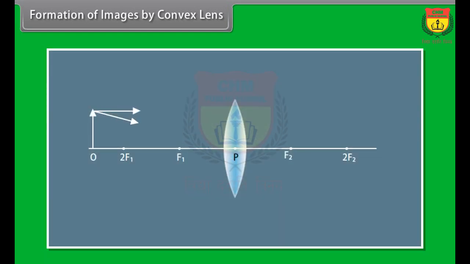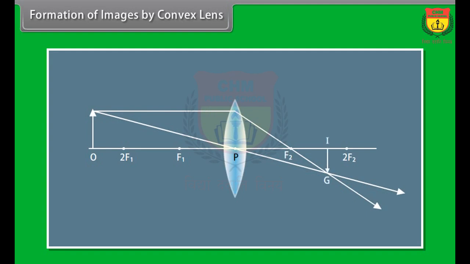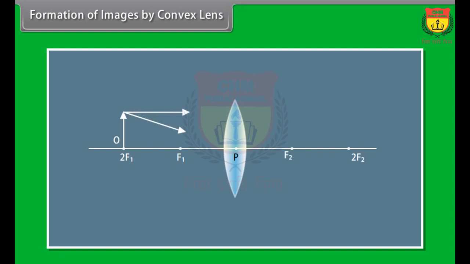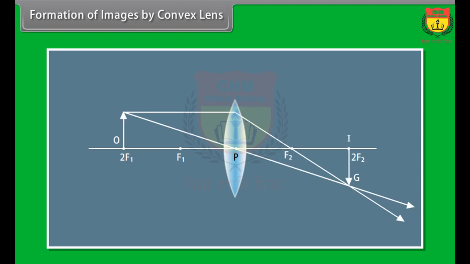When the object is placed beyond 2F, then the image formed on the opposite side between F and 2F. The nature of the image is real, inverted, and diminished. When the object is placed at 2F, then the image formed at 2F on the opposite side. The nature of the image is real, inverted and same size.